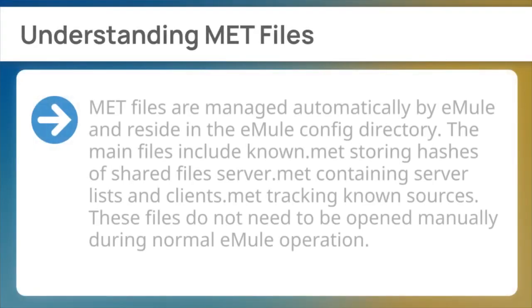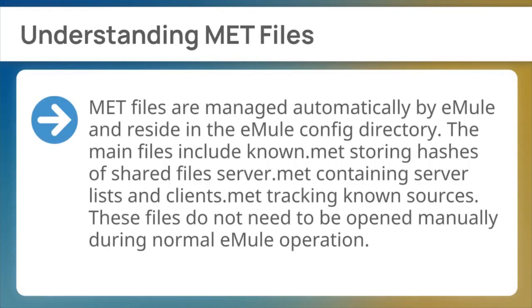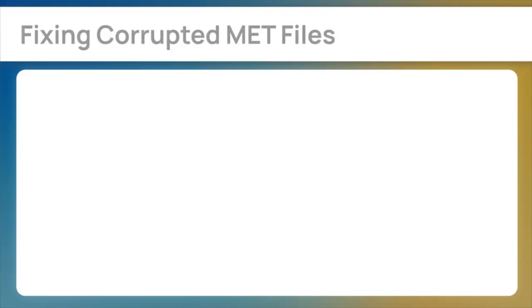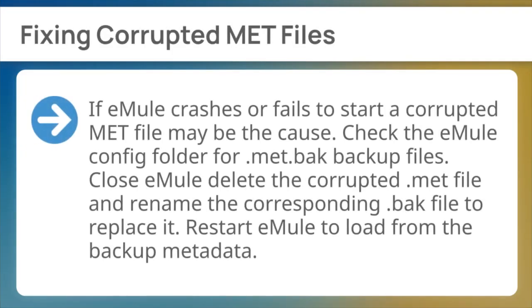First, understanding MET files. MET files are managed automatically by eMule and reside in the eMule config directory. The main files include known.met storing hashes of shared files, server.met containing server lists, and clients.met tracking known sources. These files do not need to be opened manually during normal eMule operation. Next, fixing corrupted MET files.